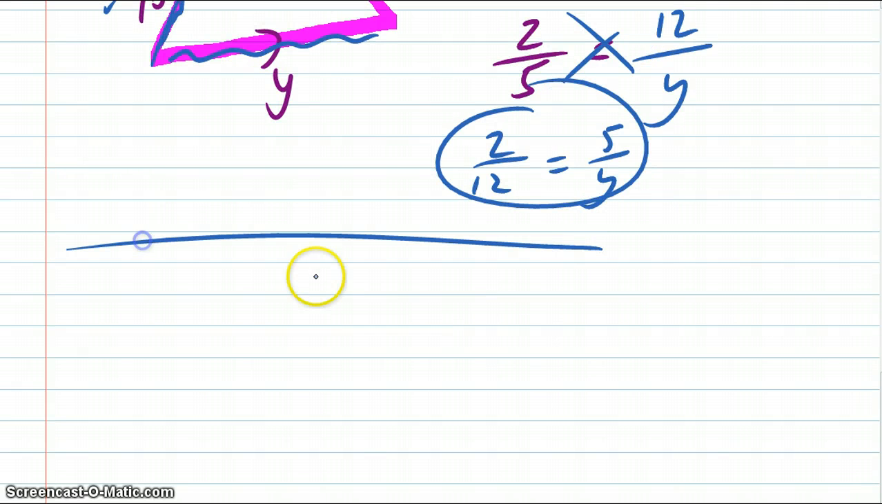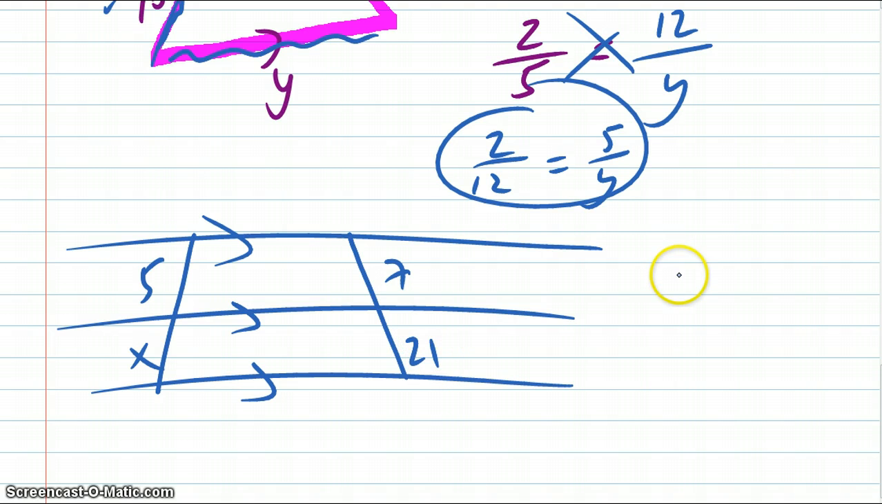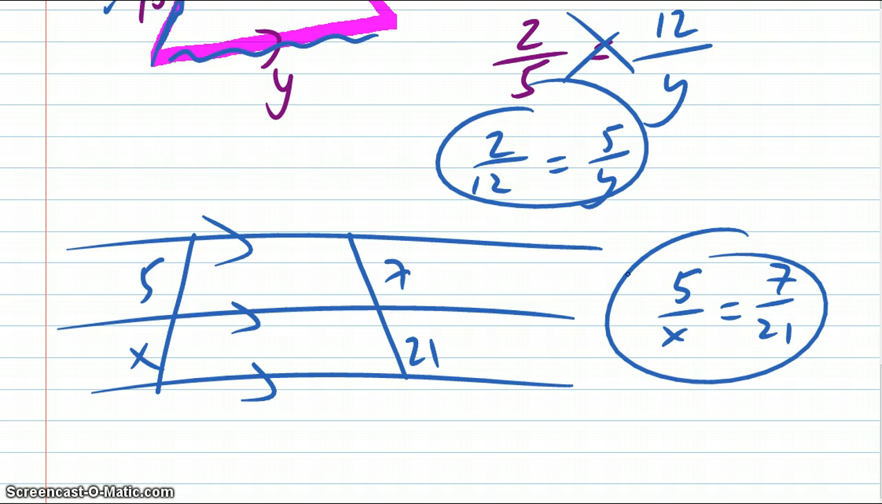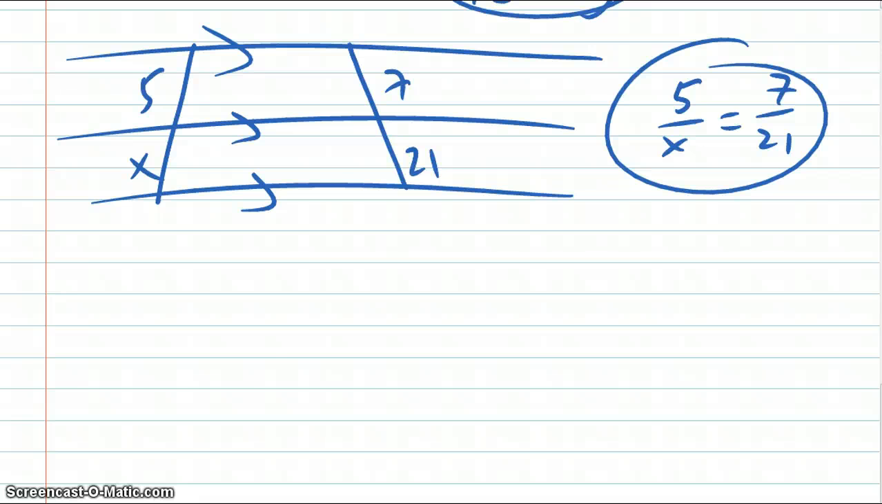What you have is 3 parallel lines, 1, 2, 3, and there's a couple transversals coming through. And you can also have 5, x, 7, 21, it doesn't really matter. You can say 5 compares to x like 7 compares to 21, and then you can do your cross multiplication from there. The third theorem from section 8.5, and you can spend some time reviewing this as well.